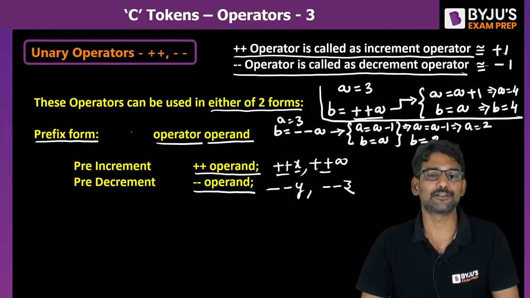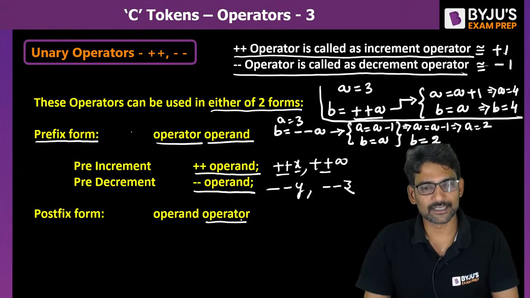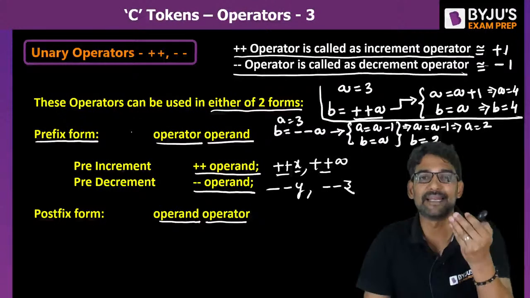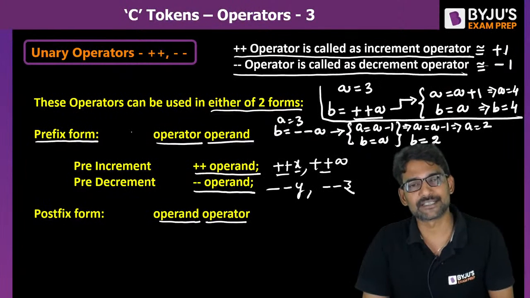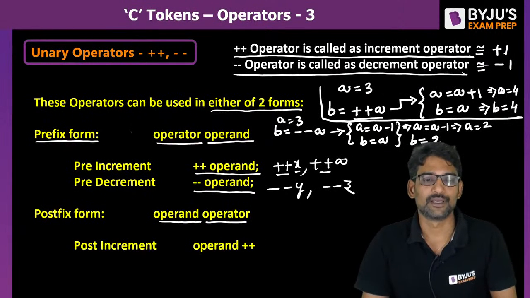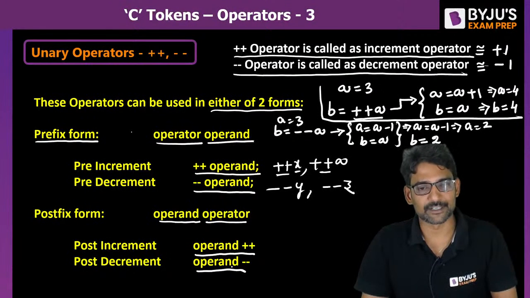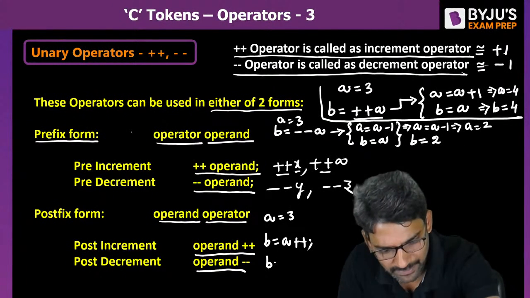What is the other form? Postfix form. That means the operator comes after the operand. Post indicates after, later. So if the operator exists after the operand, that is called postfix form. Here you can see post-increment, post-decrement, just like a plus plus. Suppose a equal to 3, if I say b equal to a plus plus, or c equal to a minus minus.